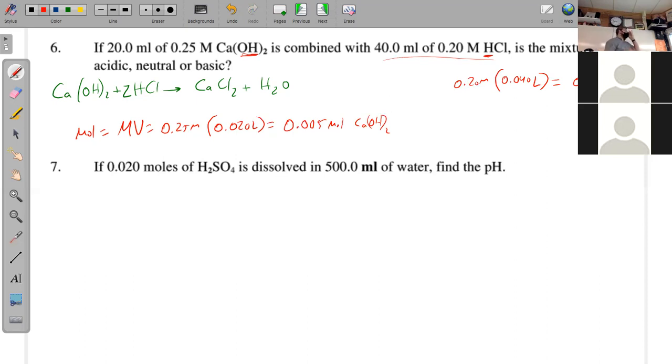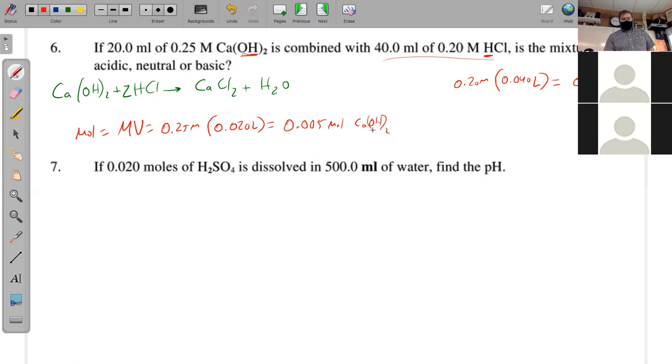Now, at first glance, it looks like there is more HCl than there is calcium hydroxide. In other words, I got 0.008 mole HCl, but there's only 0.005 mole of calcium hydroxide. What matters in the reaction, though, isn't just how many moles of each of the chemicals are available, but what's the mole ratio of calcium hydroxide to hydrochloric acid. And it turns out that for every 1 calcium hydroxide, I get twice the concentration of the hydroxide ion itself.